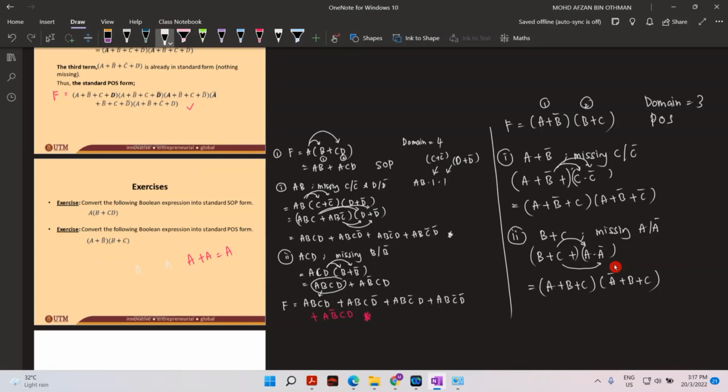Okay, and next, barulah kita dapatkan kita punya persamaan F dengan combinekan apa yang kita dapat ni tadi. So, we will get A tambah B bar tambah C, okay, and with A tambah B bar tambah C bar. And then AND kan lagi dengan A tambah B tambah C, and AND kan dengan A bar tambah B tambah C. So this is the standard POS form.